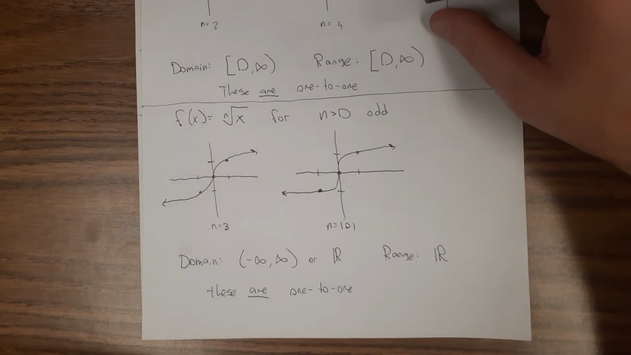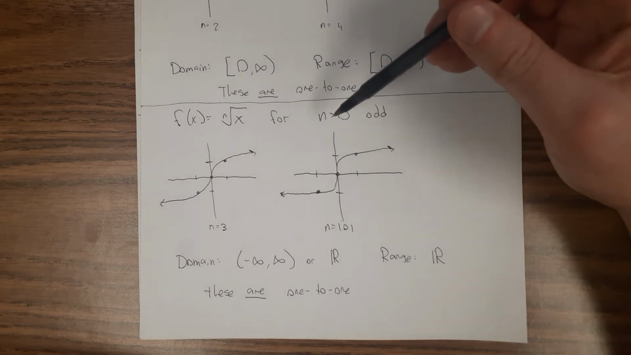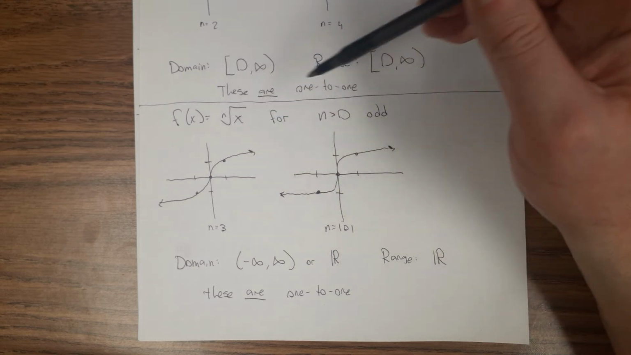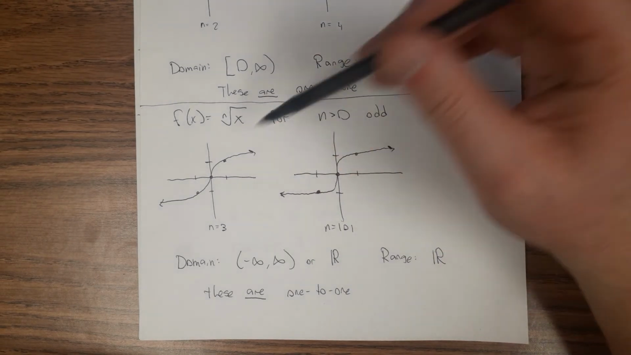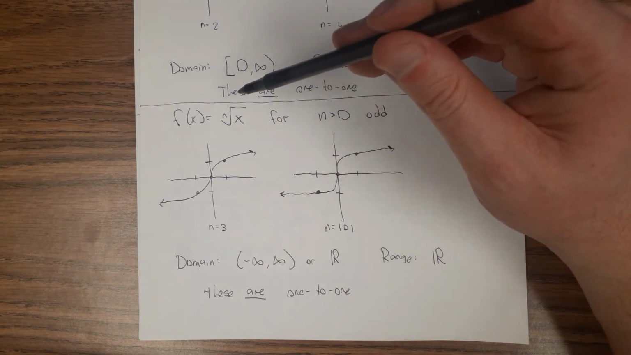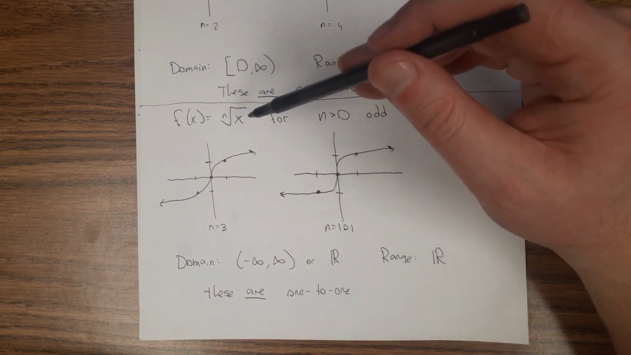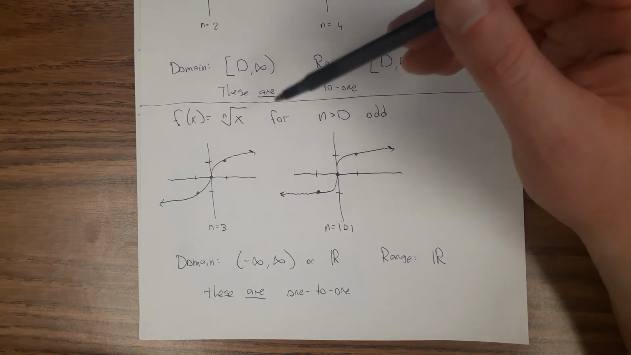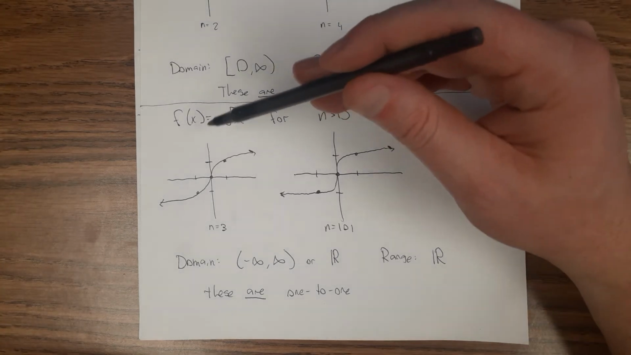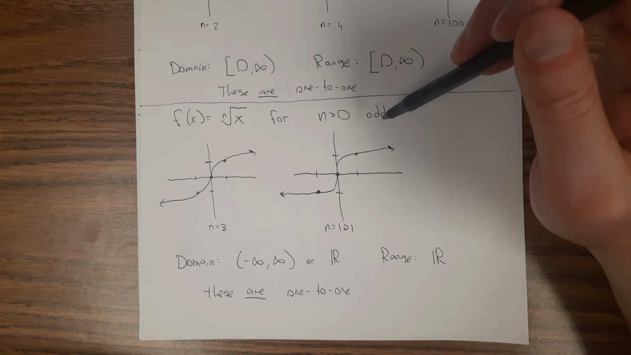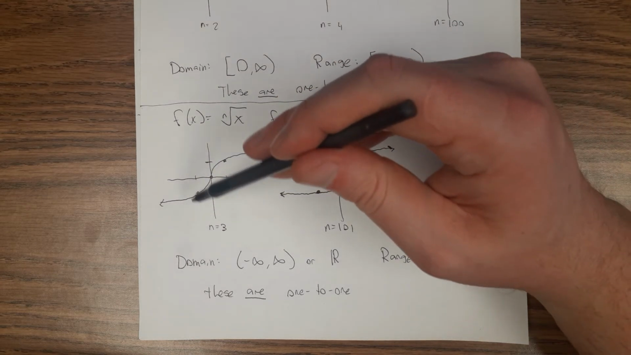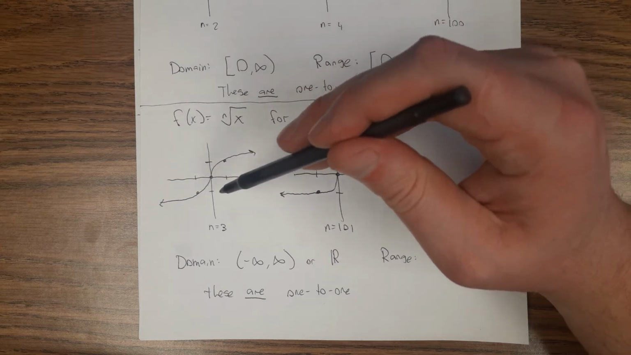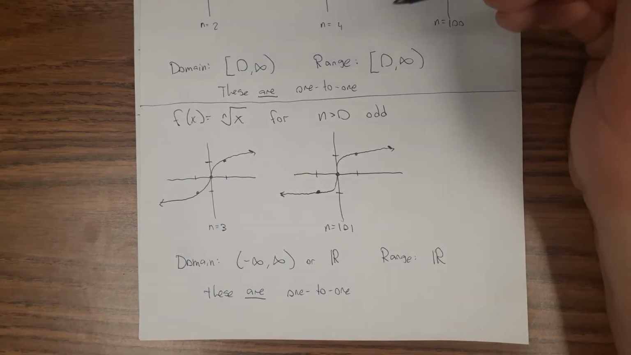So for odd roots, let's talk about the cube root. I chose not to draw a graph of the 1st root of x. The 1st root of x is a bit silly. The 1st root of x is just the same as x, and we know what that looks like. So let's not talk about the 1st root of x. The smallest odd root let's talk about is n equals 3, the cube root, the 3rd root.